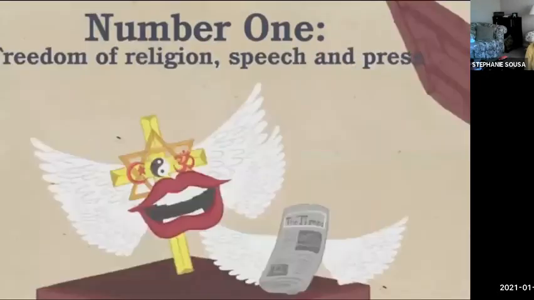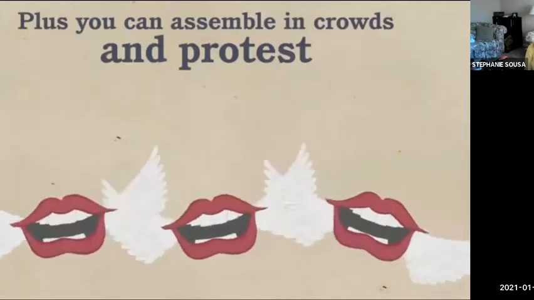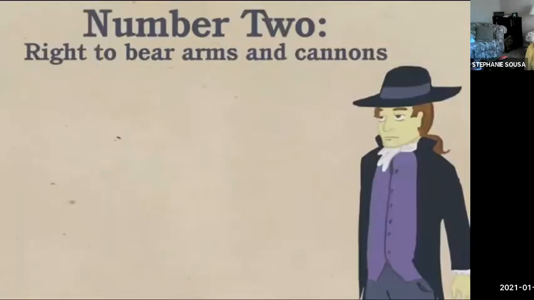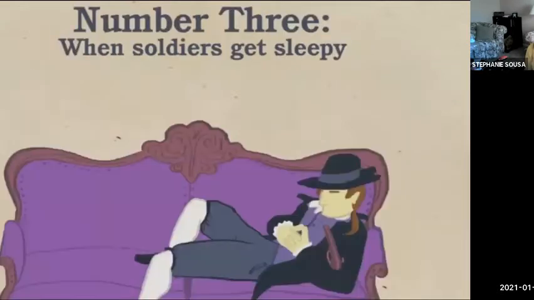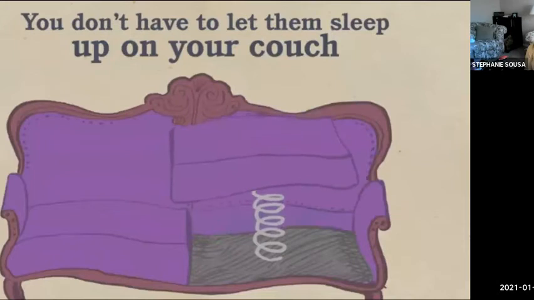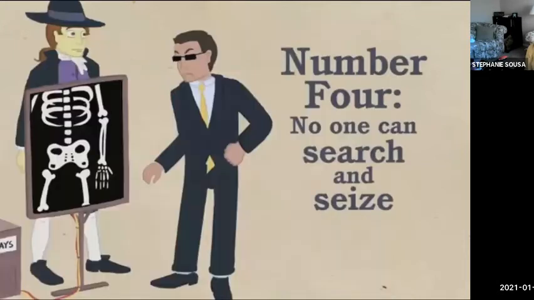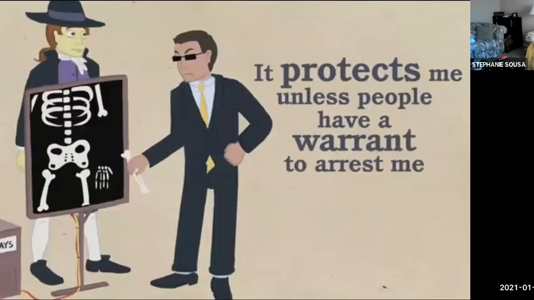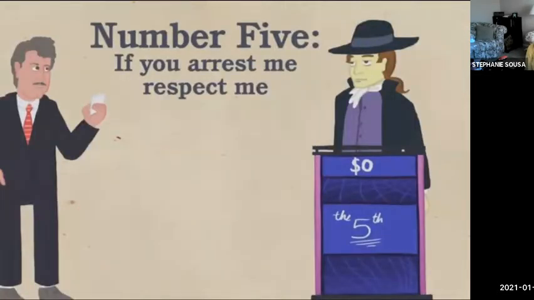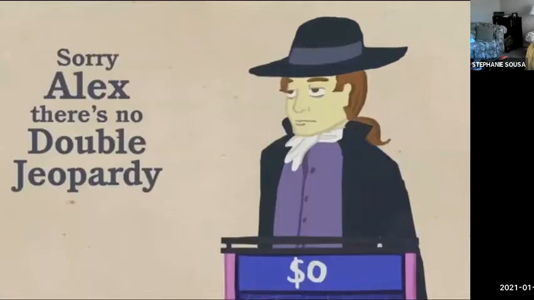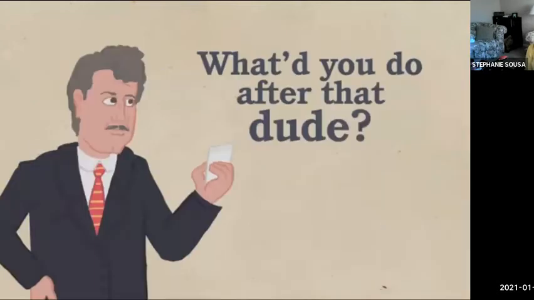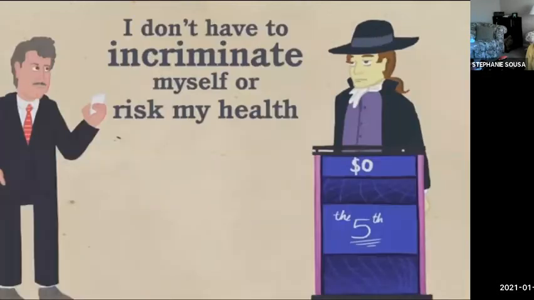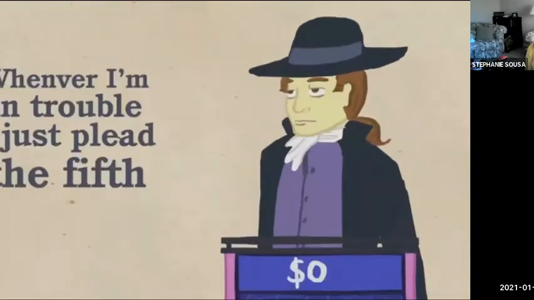Number one, freedom of religion, speech, and press. Plus, you can assemble in crowds and protest. Number two, right to bear arms and cannons. I bet the Minutemen didn't know about handguns. Number three, when soldiers get sleepy, you don't have to let them sleep up on your couch. Number four, no one can search and seize. It protects me unless people have a warrant to arrest me. Number five, if you arrest me, respect me. Sorry, Alec, there's no double jeopardy. What'd you do after school? I plead the fifth. What'd you do after that, dude? I plead the fifth. I don't have to incriminate myself or risk my health. Whenever I'm in trouble, I just plead the fifth.